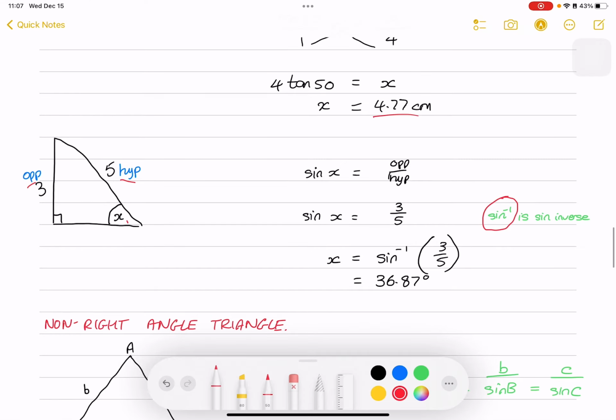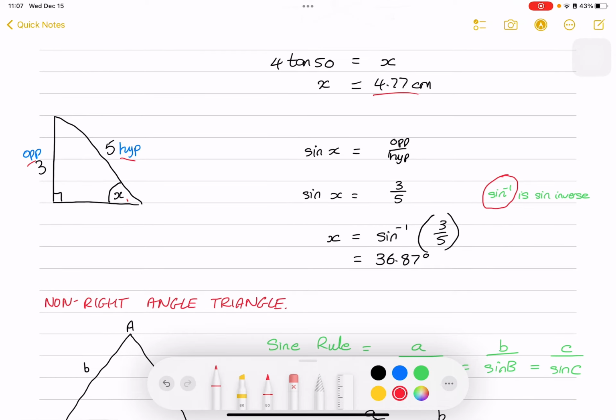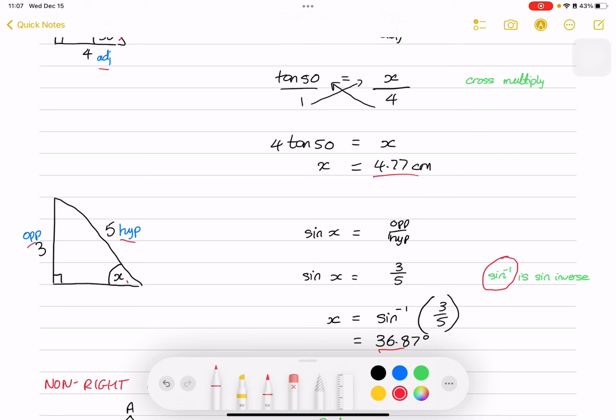Okay, so to find x, we simply need to sine inverse everything on the right hand side. So we sine inverse 3 over 5, and when you get this in a calculator, you will end up at 36.87 degrees, and that is your angle x. Alright, okay, so that was right angle triangles. That's almost the bulk of what we are going to do today.